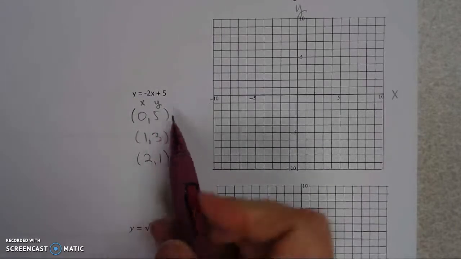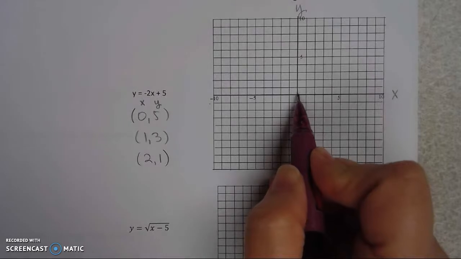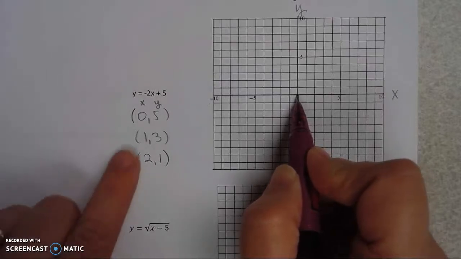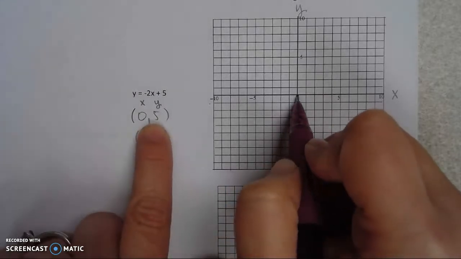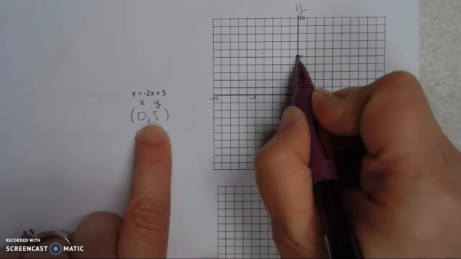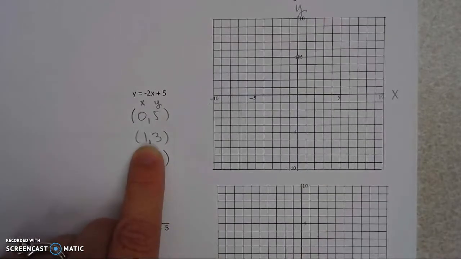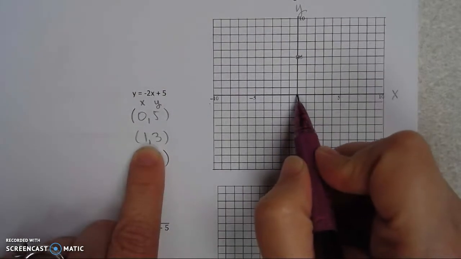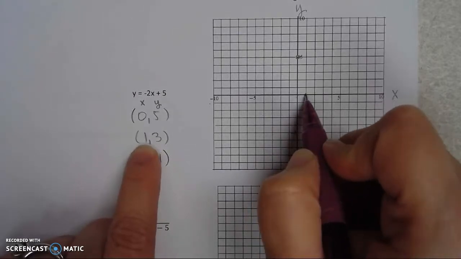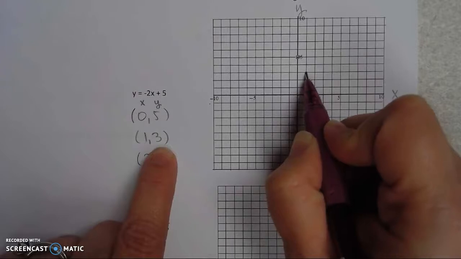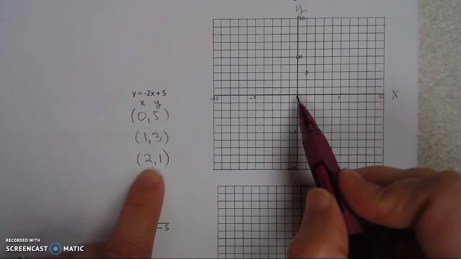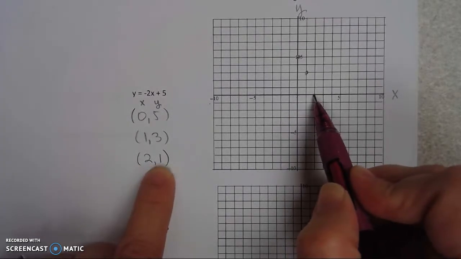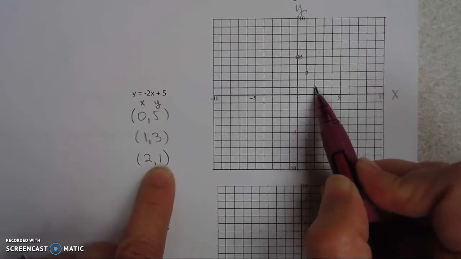So to get to the point 0, 5, always starting at the origin, which is where the two axes cross, this is 0, 0. I'm going to start here, looking at the first point. It tells me don't go left or right any, but go up 5. And I'm going to put my dot there. Then for the second point, back to the origin. It tells me to go right 1, and then up 3, and put my dot. And then lastly, back to the origin, it tells me to go right 2 and up 1. I'm going to put my dot there.